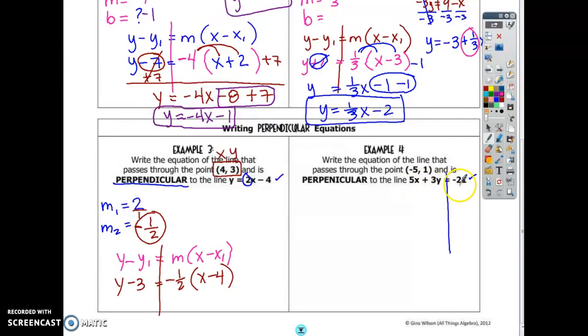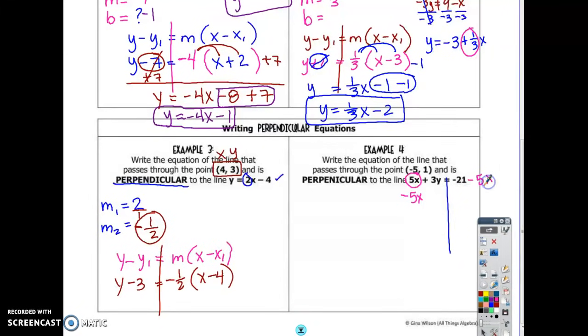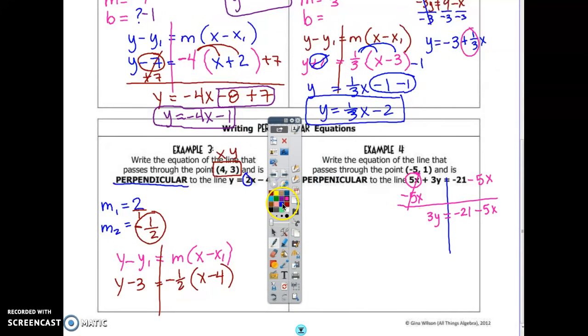This is not ready. Okay, so do not tell me that the slope is 5. It needs to be in y equals. So what do you move first? The x. Move this over. It's going to be minus 5x. So now I have 3y equals -21 minus 5x. What's the next step? Divide. Okay? I got to get rid of that. So divide by 3 everywhere.